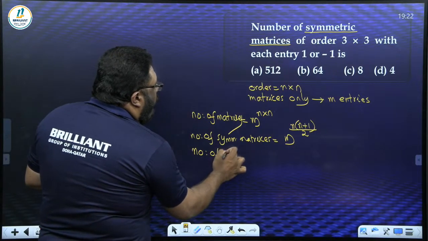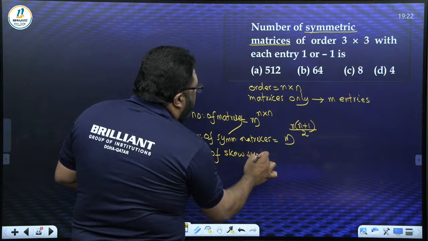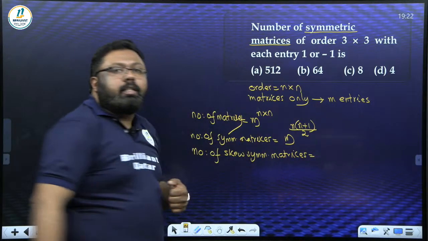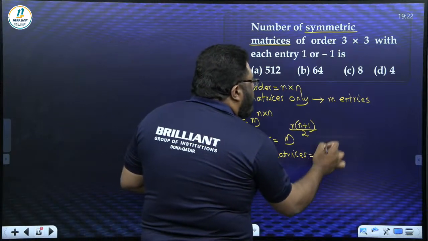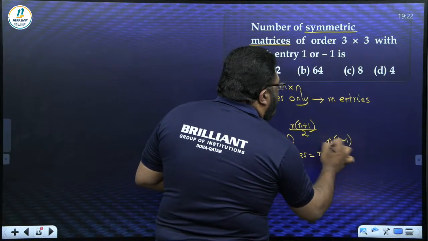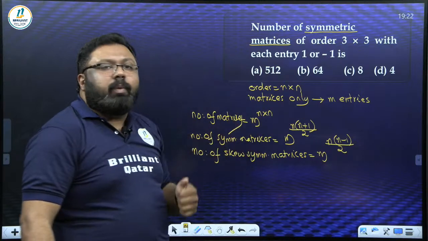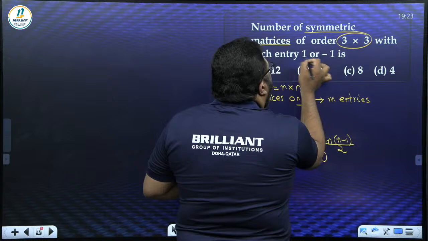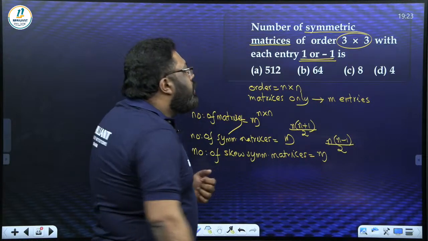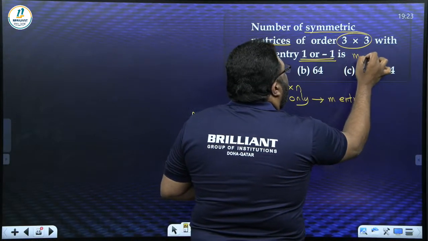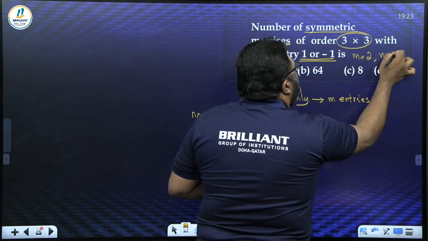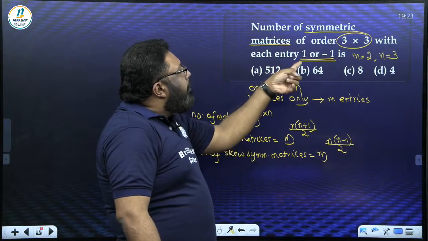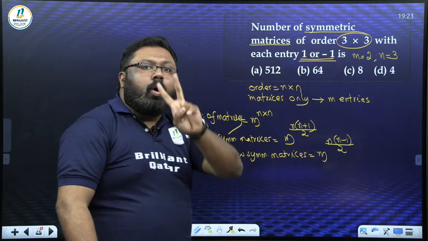Then for the number of skew symmetric matrices, it is m raised to n into n minus 1 by 2. For symmetric matrices it is n into n plus 1 by 2, and for skew symmetric it is n into n minus 1 by 2. Here the question is of order 3 and only 2 entries are allowed. So here m is 2 and n is 3. A matrix of order 3 by 3 means n is 3. And only 1 and minus 1 are allowed, only 2 entries.